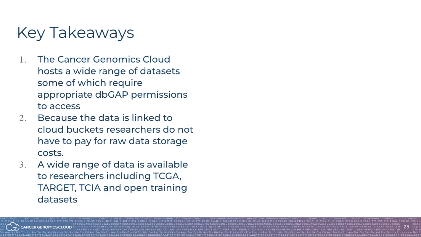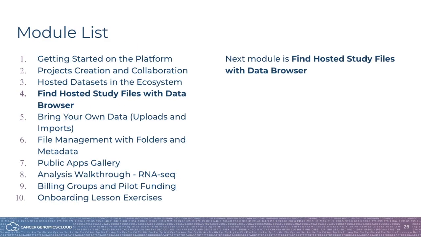I hope you now have an understanding of the datasets, and I want you to take away these 3 points. The first is that the Cancer Genomics Cloud hosts a wide range of datasets, some of which require appropriate dbGaP permissions to access. Because the data is linked to cloud buckets, researchers do not have to pay for raw data storage costs. And lastly, a wide range of data is available to researchers, including TCGA, Target, TCIA, and open training datasets.